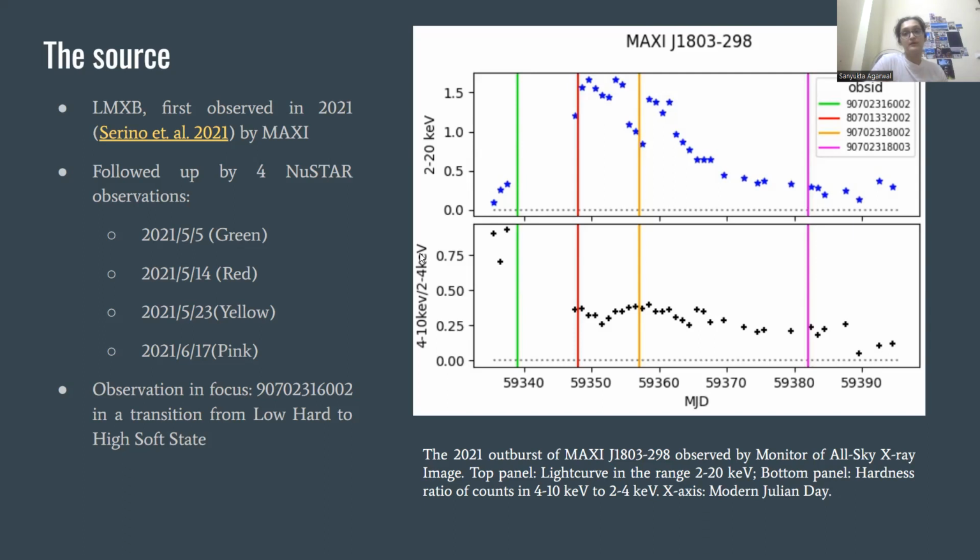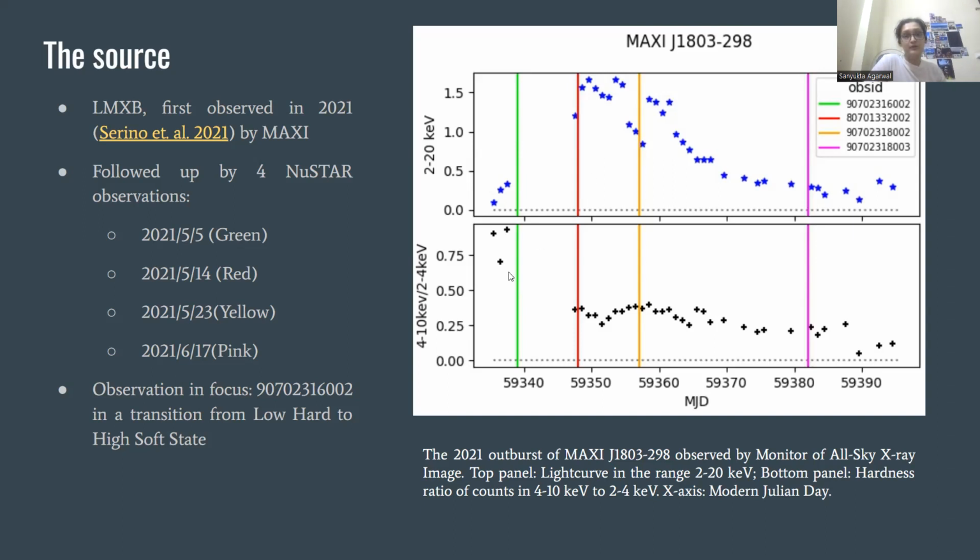Since most of the QPOs are found in either the intermediate states or in the beginning of the hard state, we chose to examine the green line, where the source is transitioning from the low hard state to a high soft state.